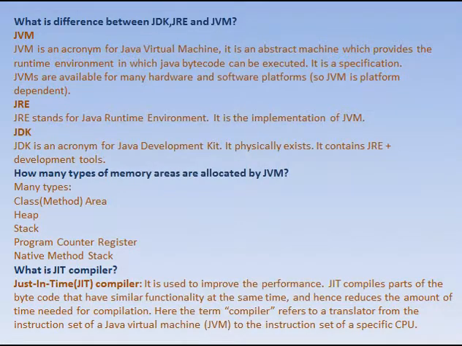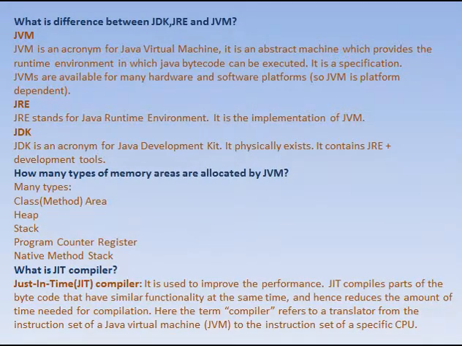How many types of memory areas are allocated by JVM? Many types. Class method area. Heap. Stack. Program counter register. Native method stack.